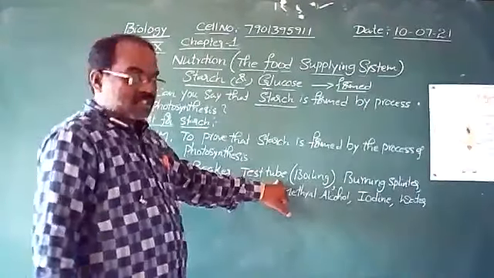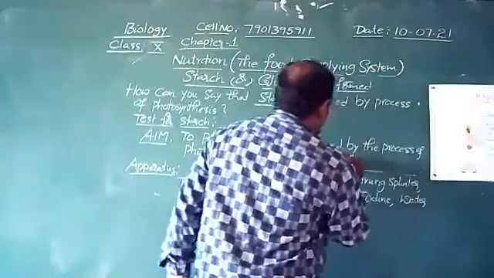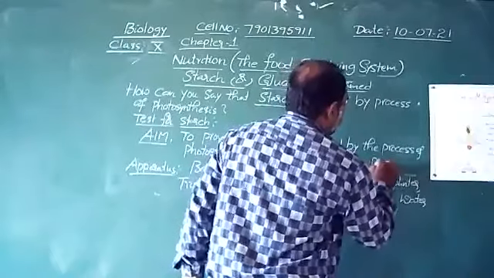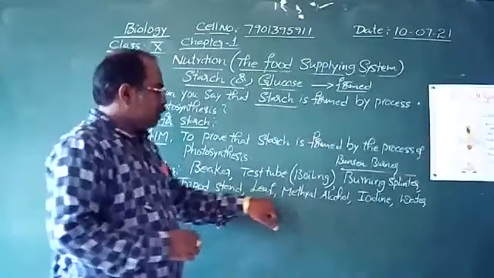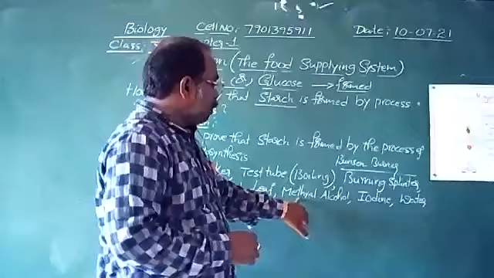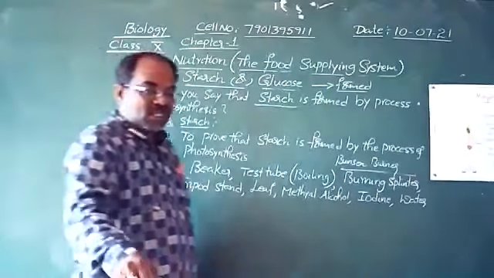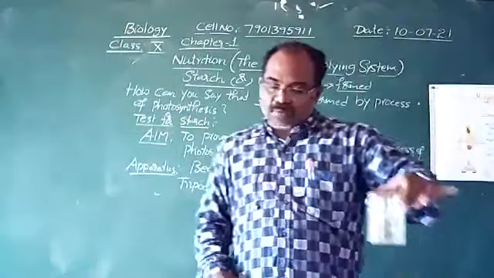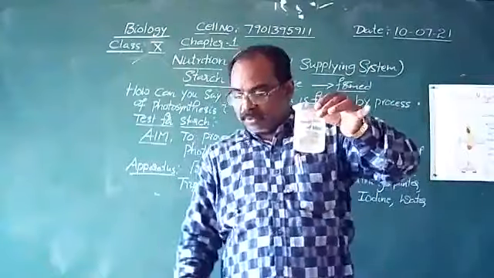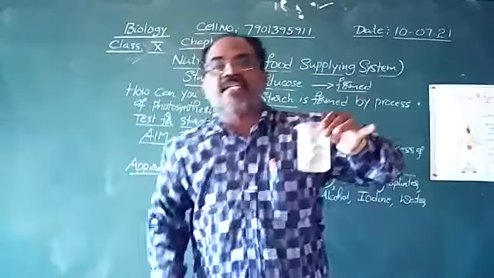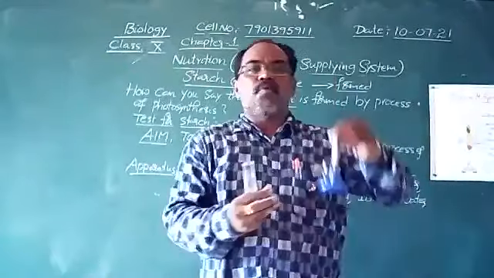Beaker, boiling test tube, burning splinter or Bunsen burner, tripod stand, potted plant leaf, methyl alcohol, iodine solution and water. These are the requirements of this experiment. This is a glass beaker. This is a boiling test tube. This is a Bunsen burner.